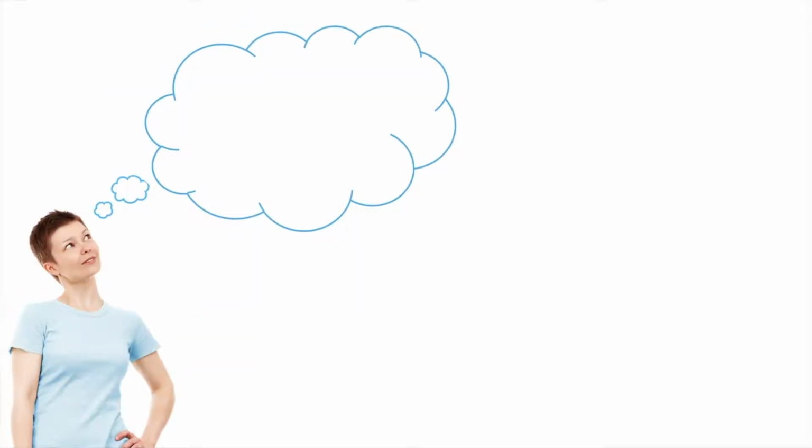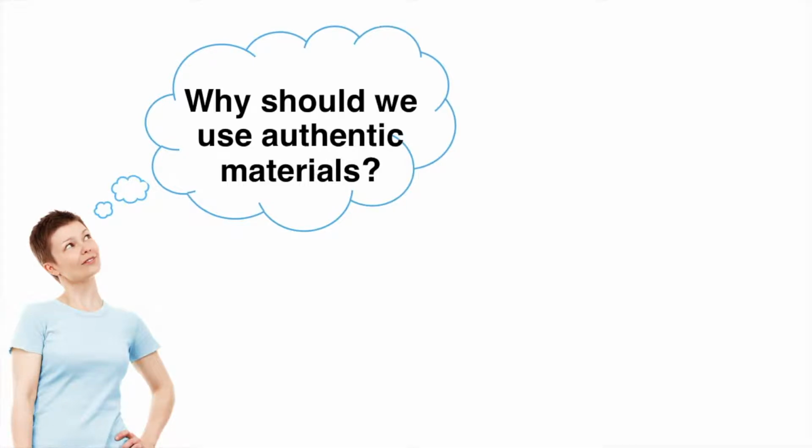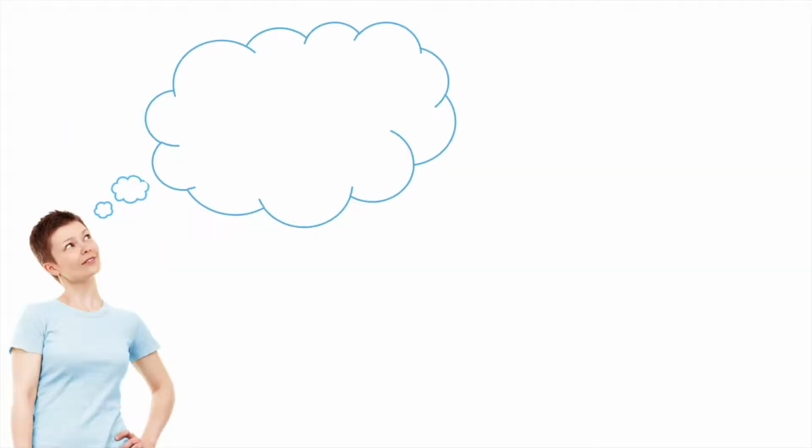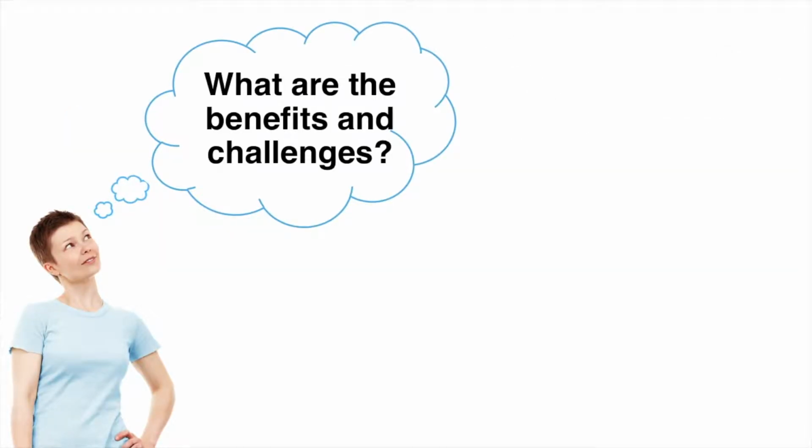So far we've defined authentic text and given an overview of the types of tasks. Now we're going to cover the question that many teachers ask themselves, which is why to use authentic materials. It is widely recognised that coursebooks contain language that does not present a true reflection of the real, informal kind of English that takes place in written and spoken texts, and that only a limited variety of texts are represented. There are many benefits and challenges related to using authentic materials. We will now discuss them in relation to 4 main topics: motivation, language, learner needs, and culture.